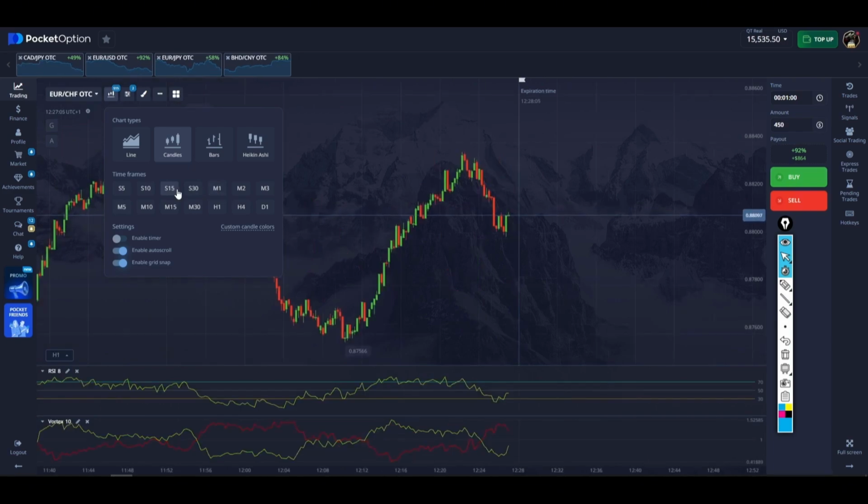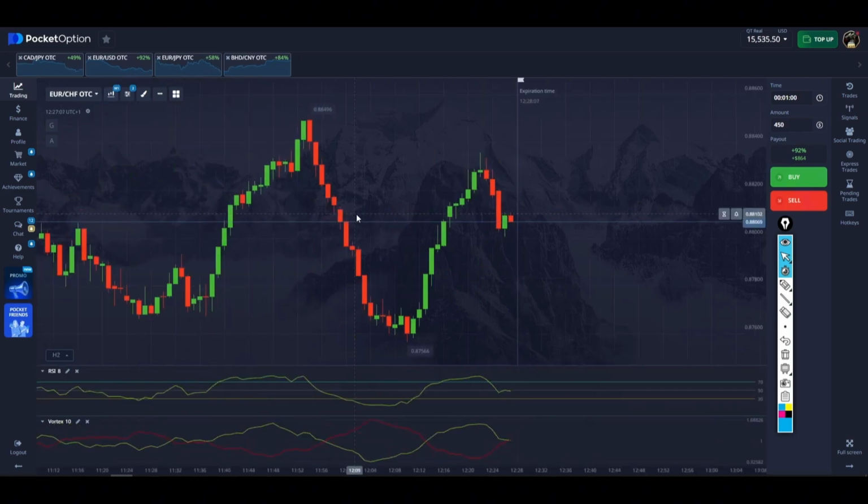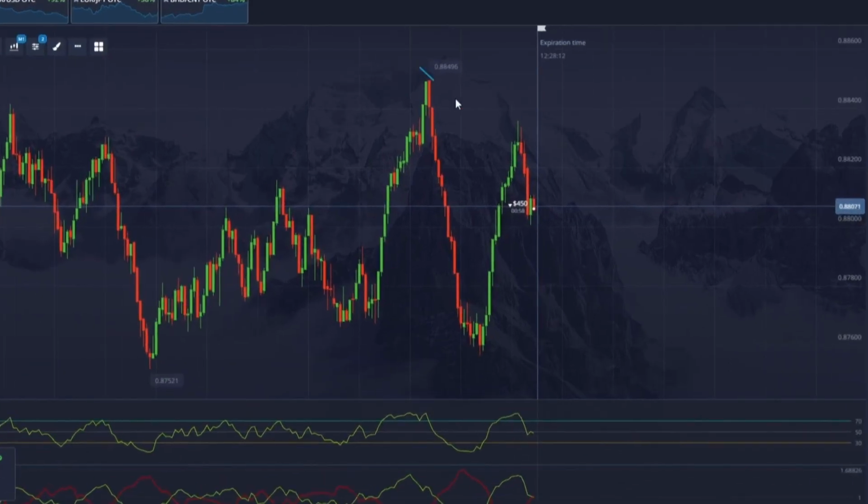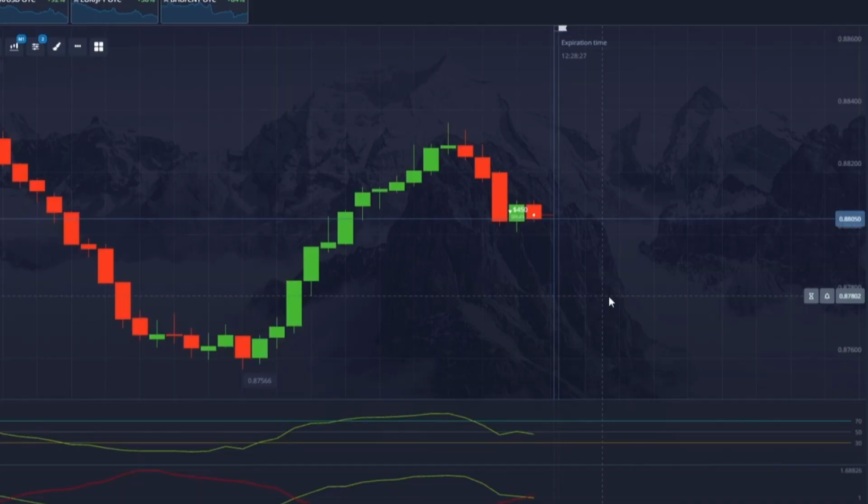Didn't have to look far. The Euro-Swiss franc census pair already shows an interesting setup. I'm opening a sell trade since we can see that the lows are not being updated and the Vortex indicator just gave a bearish crossover. It's also sitting around the mid-range, which looks quite favorable. I opened the trade with a 1-minute expiration, so let's see how this one plays out.